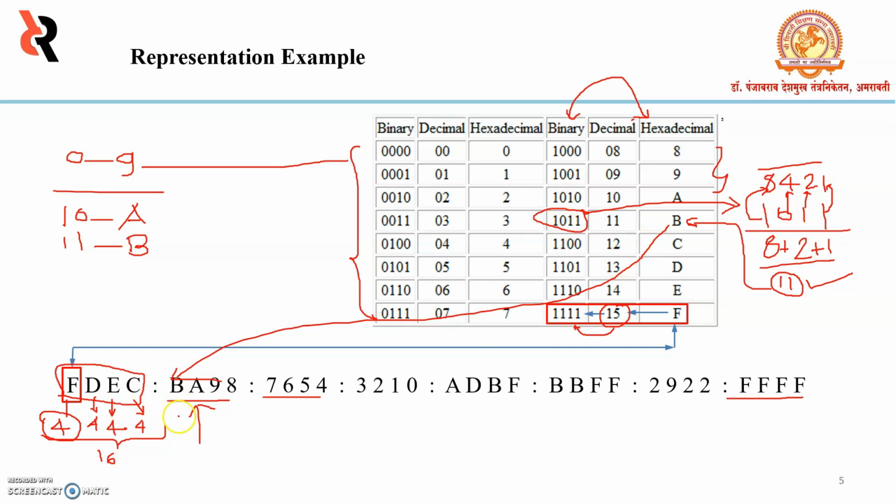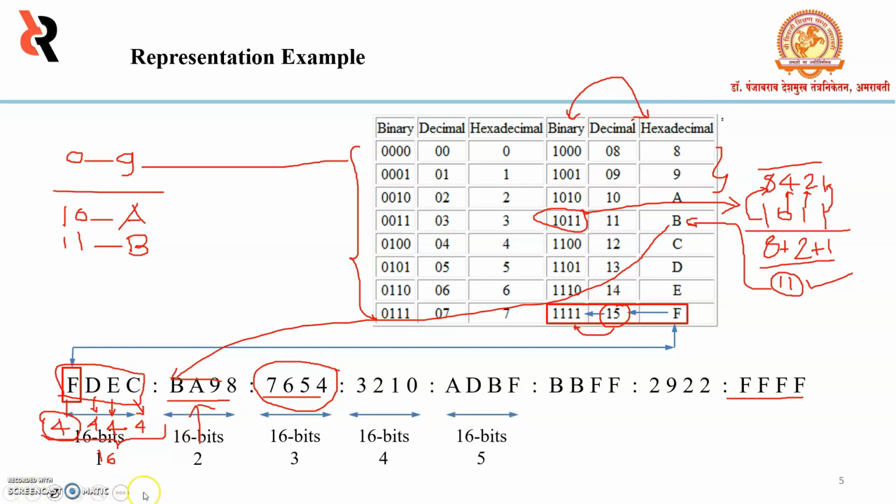So 1011. In total, 16 bits are there in one hex state. This is how IPv6 is represented. So these are all 16 bits. 1 block, 2 block, 3 block, 4 block, 5 block, 6 block, 7 block, 8 block. All 8 blocks have 16 bits.